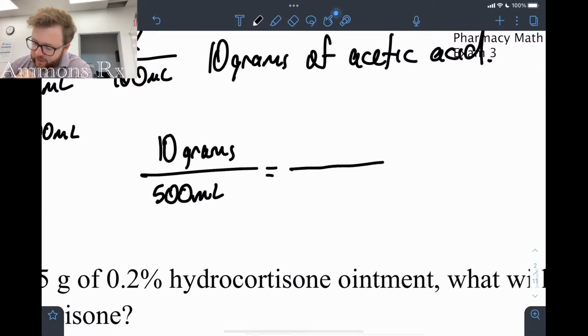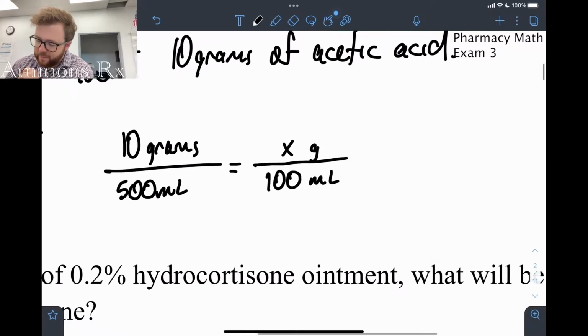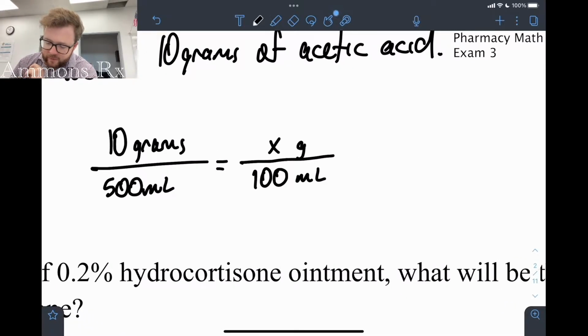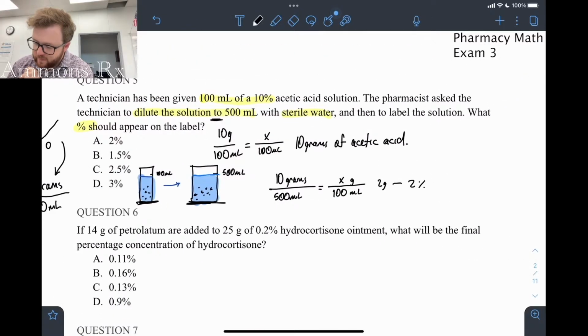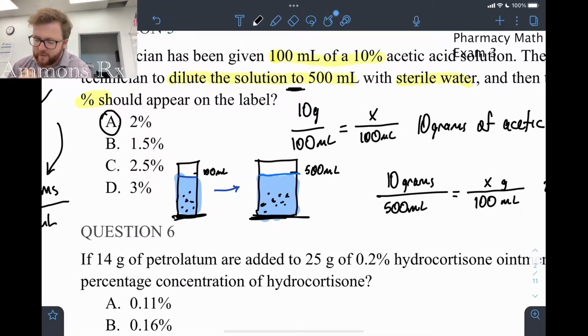Okay, so on this side, we need to figure out what percentage that is. And like I said, a percentage is grams over 100 mils. So in this instance, we don't know this top number. So we need to do 10 times 100 divided by 500, which is going to be 2 grams or 2% strength. That's our answer.